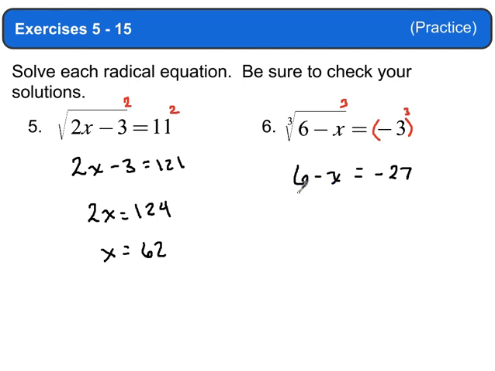So now we would minus 6 over to this side. So negative x is going to equal negative 33. We're going to divide by negative 1 on both sides, and x will equal 33.